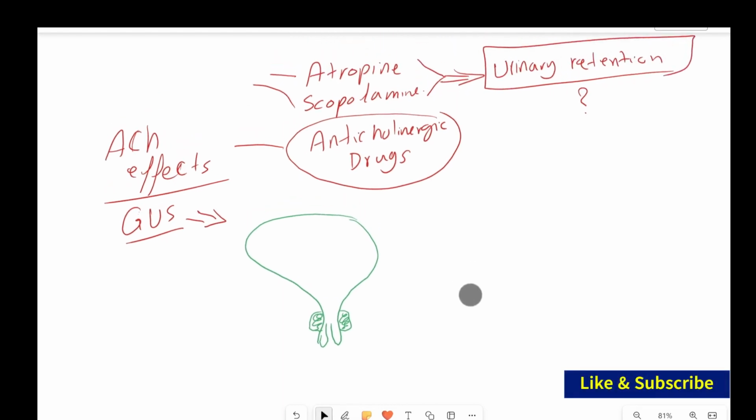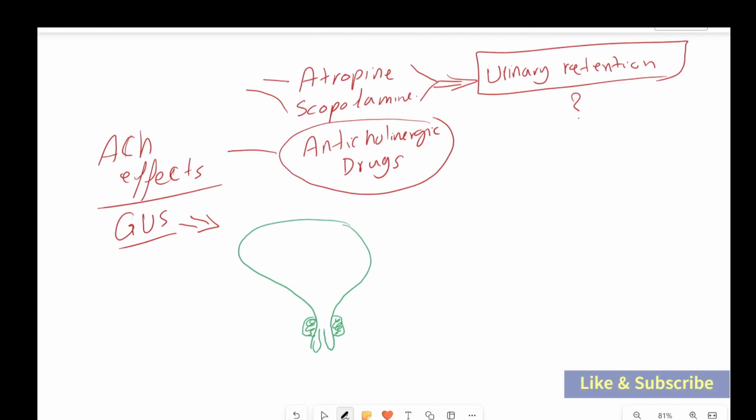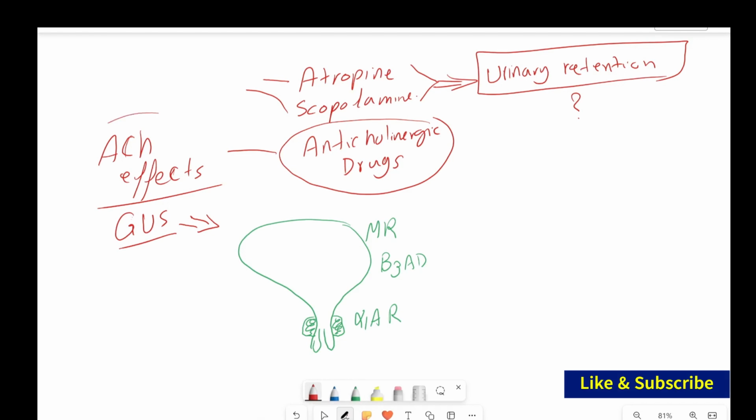In the bladder we have muscarinic receptors. In the bladder we also have beta 3 adrenergic receptors. What else do we have? We have alpha 1A adrenergic receptors on the bladder neck. So all these receptors are available in the bladder: muscarinic receptor, beta 3 receptor, and alpha receptor. Our topic and question focus on the muscarinic receptor. What is the effect of the muscarinic receptor on the bladder?